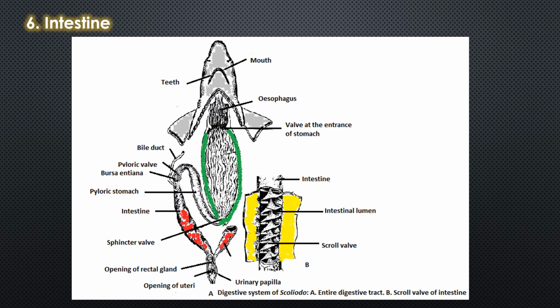The internal mucous lining of the intestine is folded into a characteristic fold, the scroll valve. Its one edge is attached to the inner wall of the intestine and the other is rolled up longitudinally on itself into a scroll, making an anti-clockwise spiral of about 2.5 turns. The scroll valve serves not only to increase the extent of the absorptive surface of the intestine, but also prevents the rapid flow of food through the intestine.